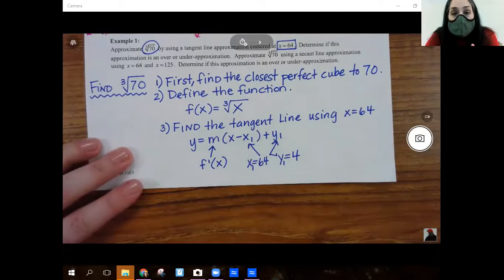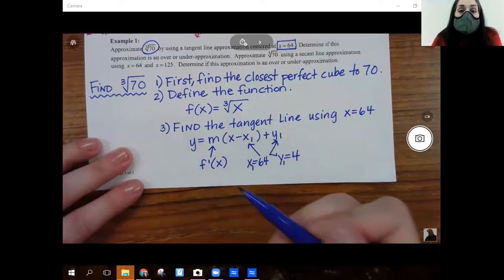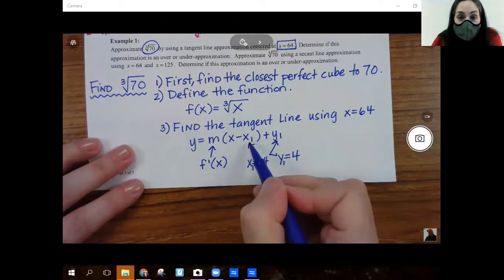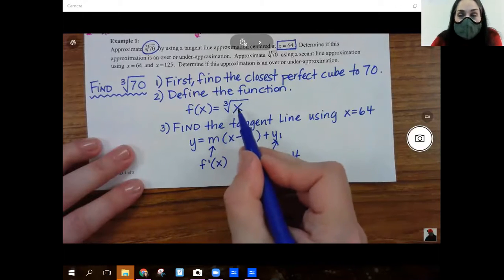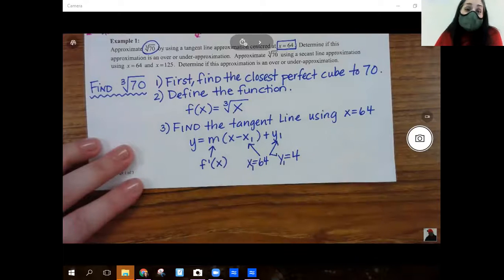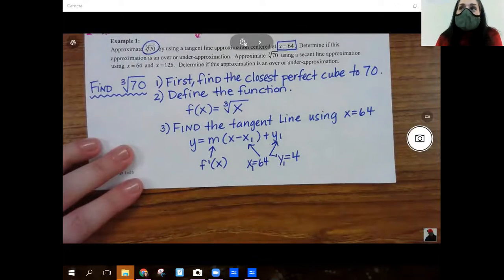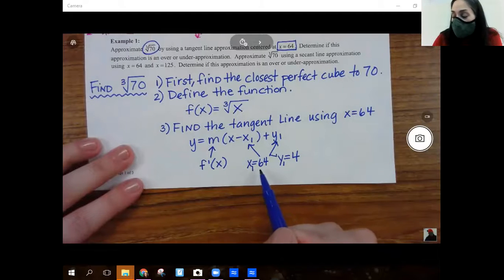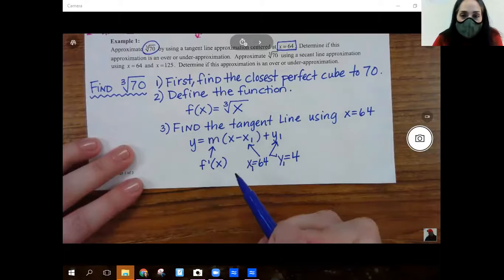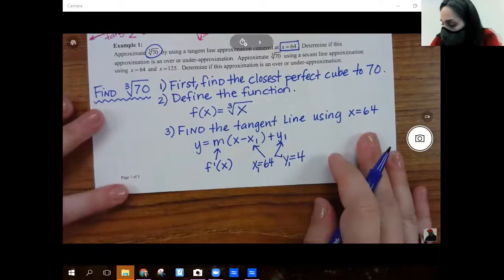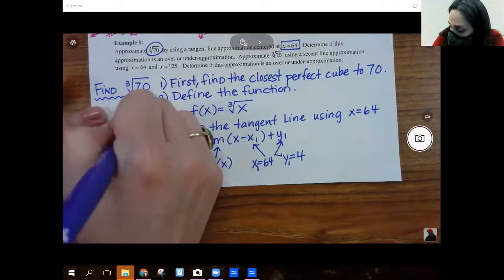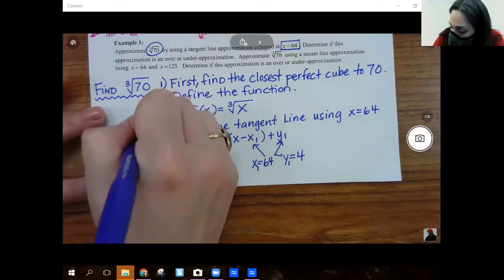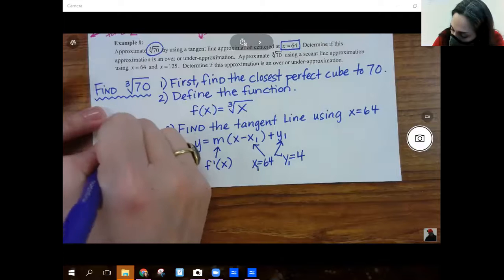Why aren't we using the 70 for the x1 and the y1? Well, if I was using the 70 right here, I'd have to put the 70 into my equation and find the cube root of that. Well, I don't know what the cube root of that is. That's what we're trying to figure out. So that's why we have to use something close that we do know the answer to, okay? All righty, so the derivative y'all can probably do in your sleep. So if f of x equals the cube root of x, you could write it as x to the 1/3, right? What would be the derivative of that?